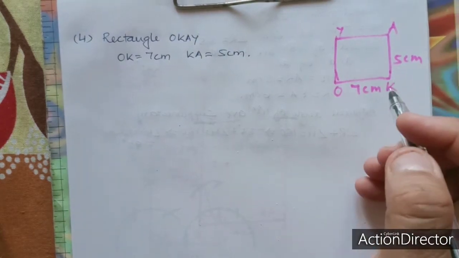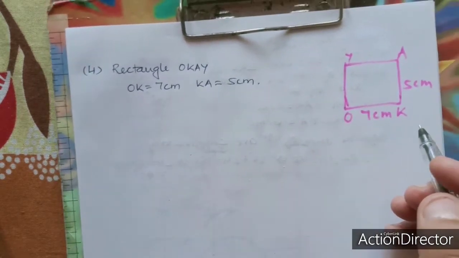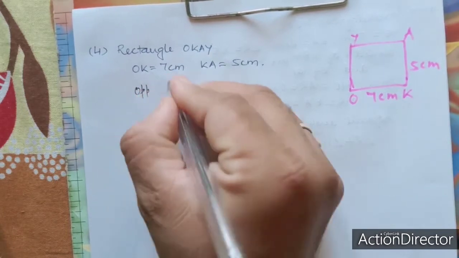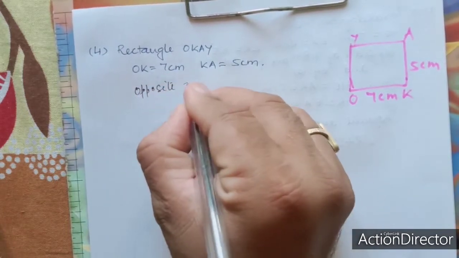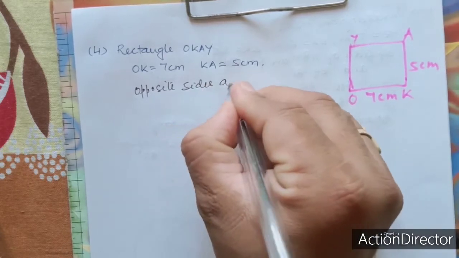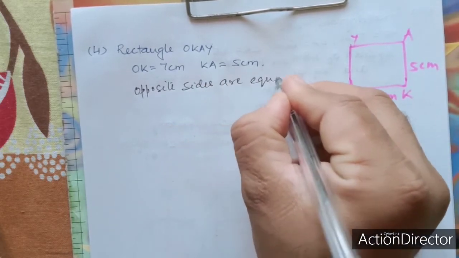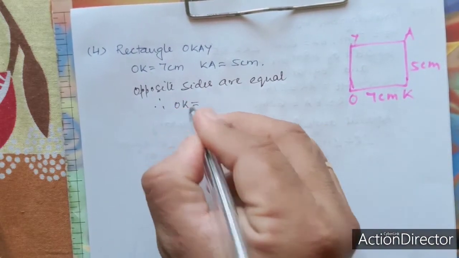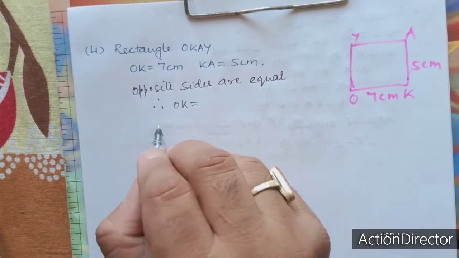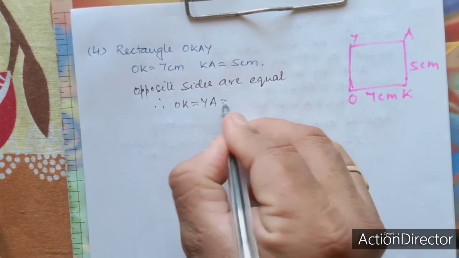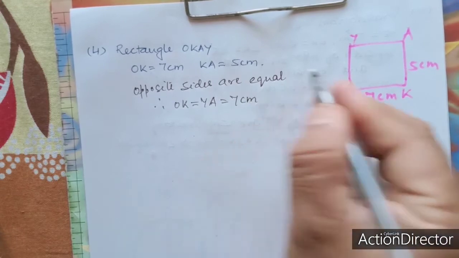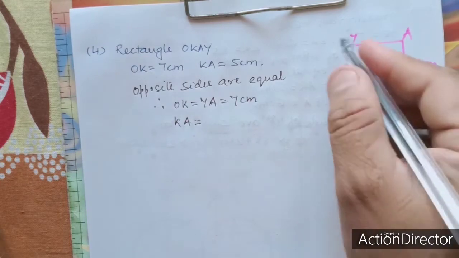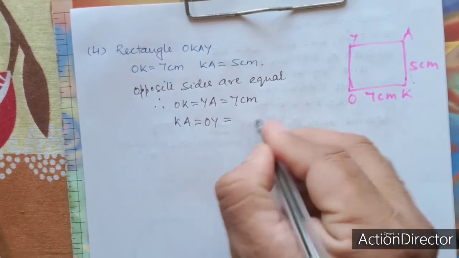We know that in a rectangle opposite sides are equal. In a rectangle, opposite sides are equal. Therefore OK is equal to YA is equal to 7 centimeter, and this KA is equal to OY is equal to 5 centimeter.